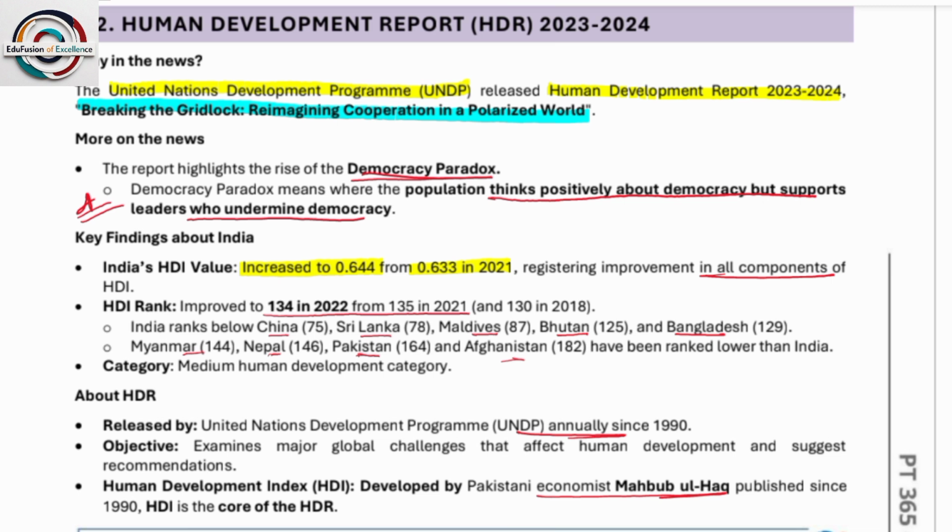What else is in the news? The report highlights the rise of the democracy paradox. So what is on the rise? The democracy paradox. Democracy paradox means the population thinks positively about democracy but supports leaders who undermine democracy.